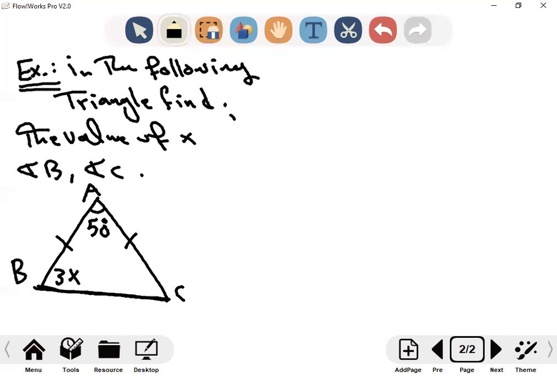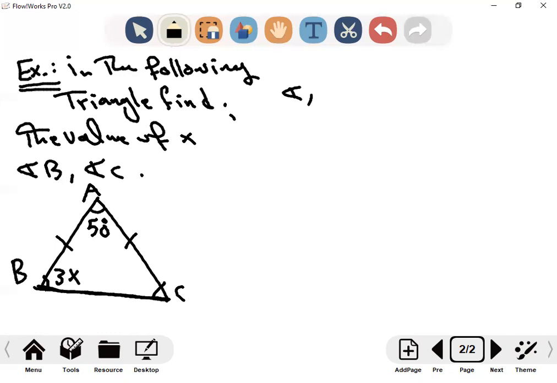The total of the three angles should be 180. Now two of the angles are given, and the third one you need to get. Angles B and C are equal, they have the same measure, because we have an isosceles triangle, so angle B is equal to angle C. If this is 50 and this is 3x, this should be 3x.